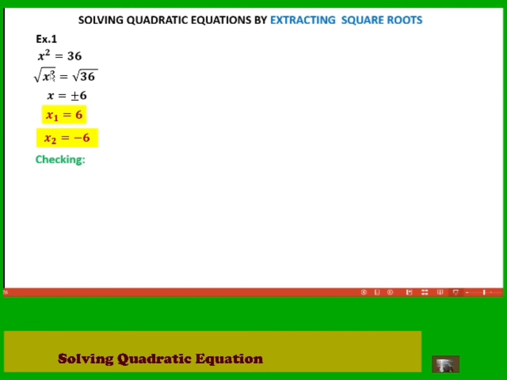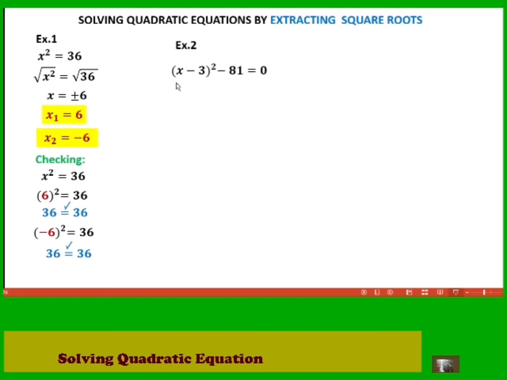To check our answer, substitute the value of x in the original equation. If x is equal to 6, then 6 squared is equal to 36. If x is equal to negative 6, then negative 6 squared is equal to 36.